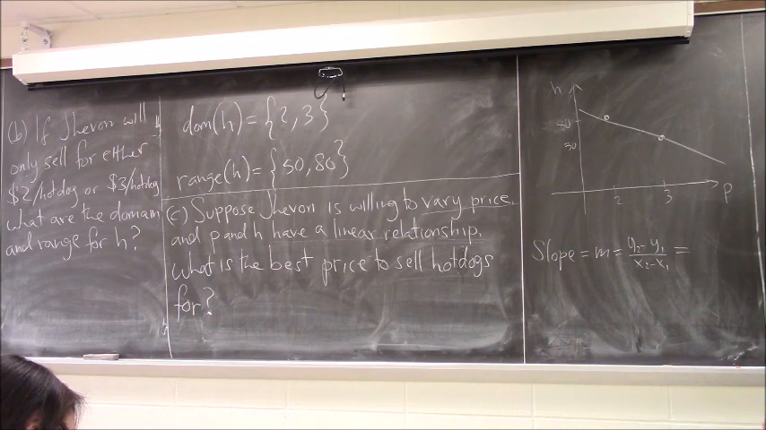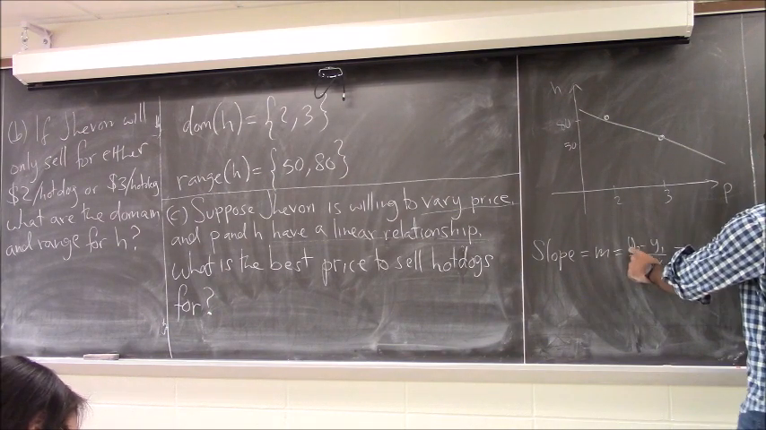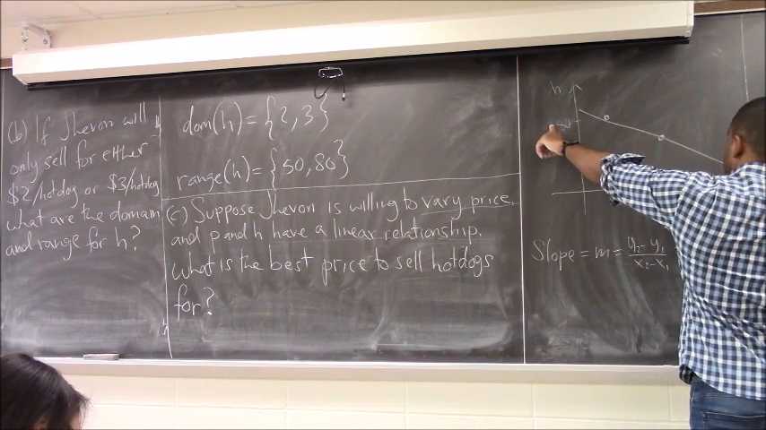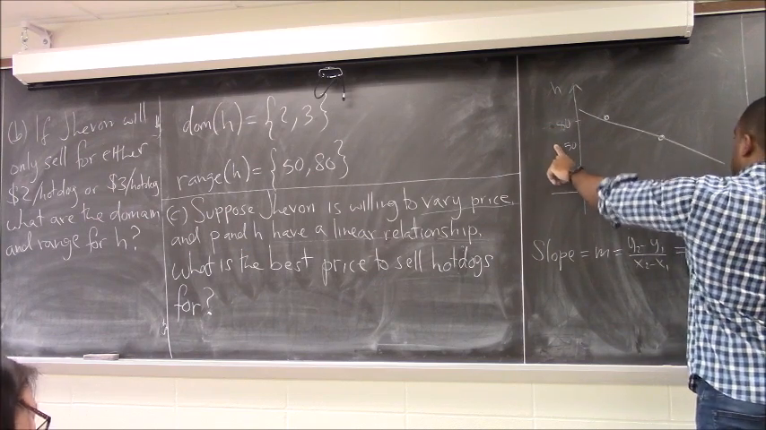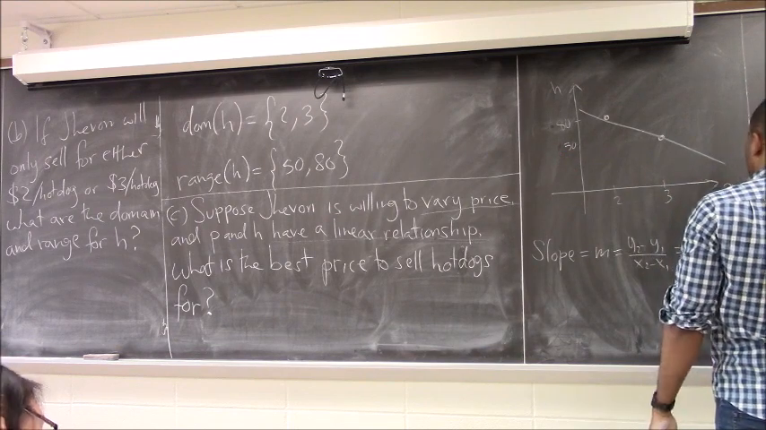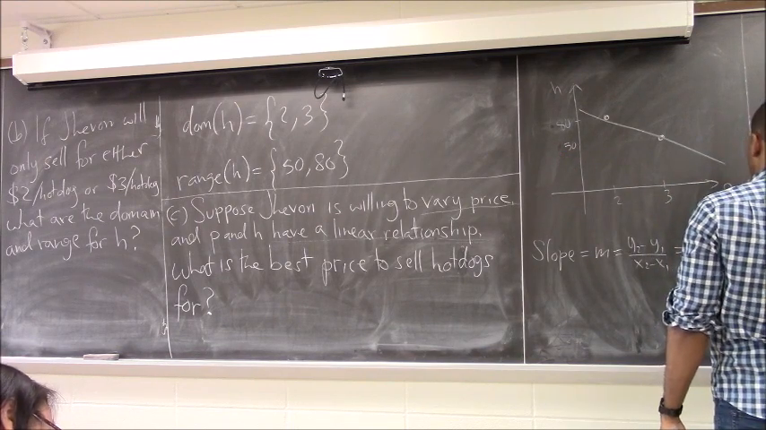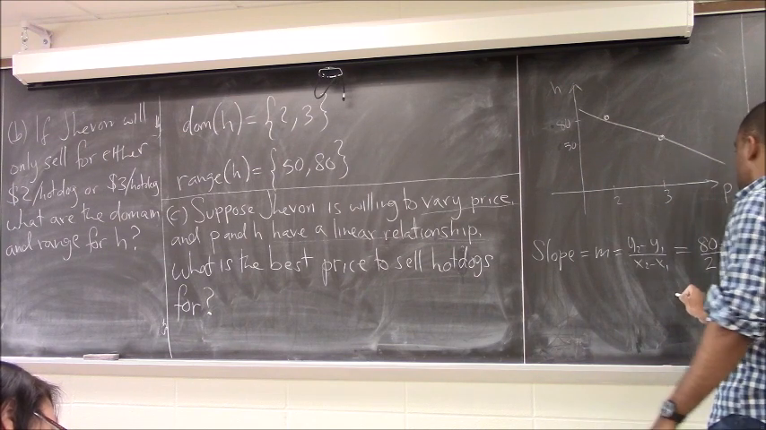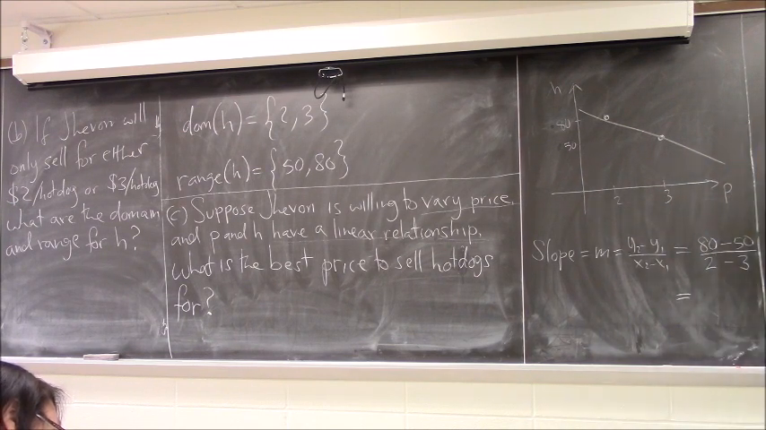So what is the rise here? The second y value is 80 minus 50, and that corresponds to 2 minus 3, right? What is that? 80 minus 50 is 30 divided by -1, so it's negative 30.